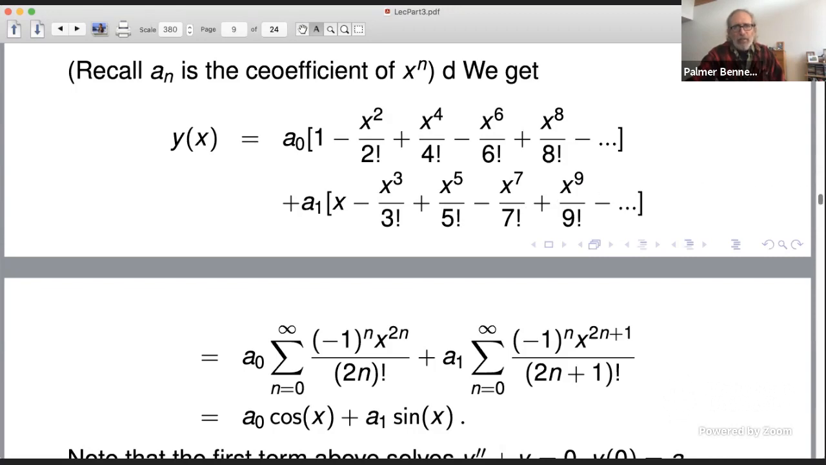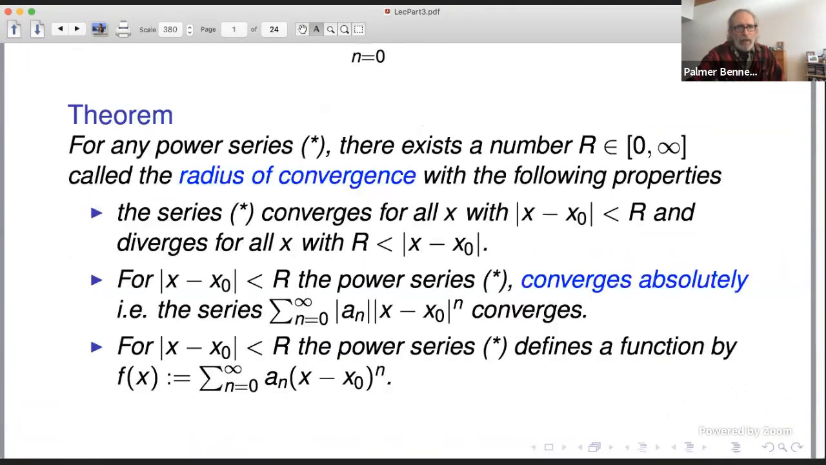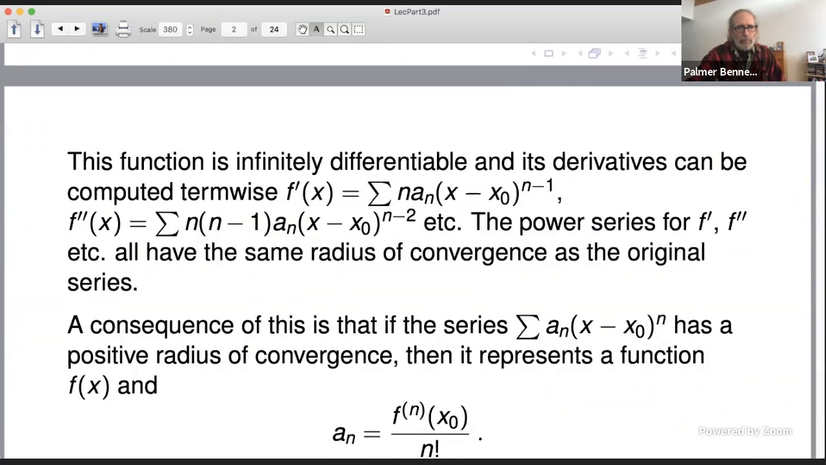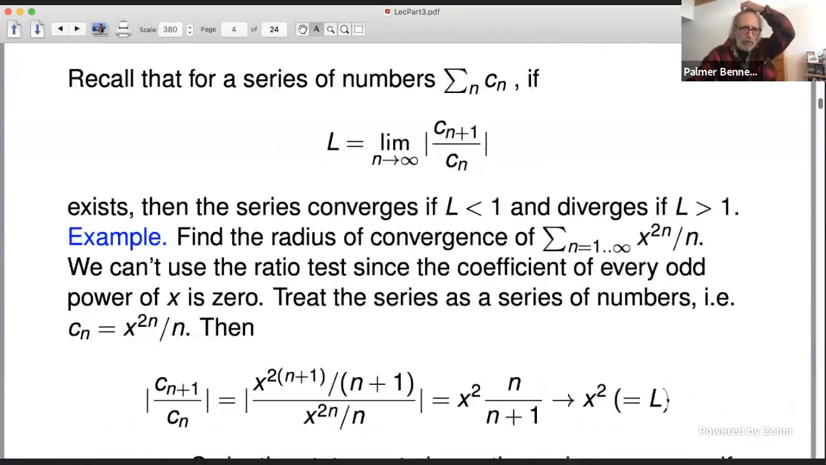And remember that last time we said that if you take a power series and differentiate it, the function that's represented by a convergent power series is differentiable. Its derivative is represented by the derivative of the original power series, and likewise the second derivative, etc. And these all have the same radius of convergence as the original power series. So the original power series is a_n (x minus x naught) to the n, and when you differentiate it, you get a power series that has the same radius of convergence.